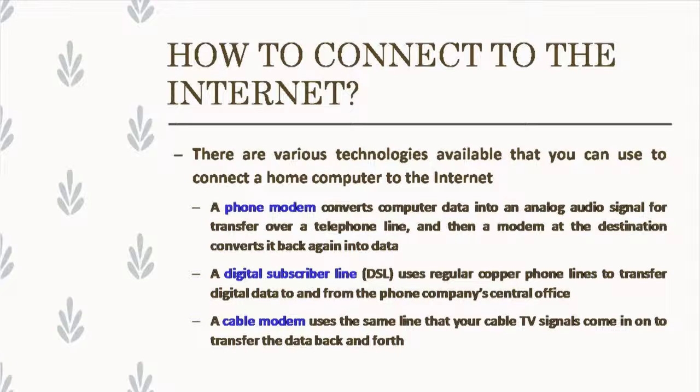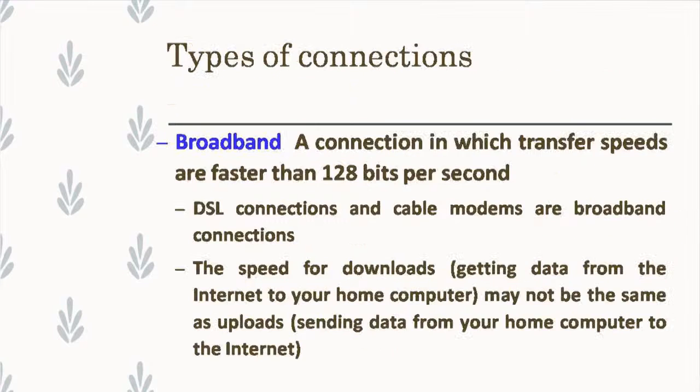A digital subscriber line uses regular copper phone lines in order to transfer this digital data to and from one phone company's central office. Broadband basically gives a connection in which transfer speeds are faster than 128 bits per second. So digital subscriber line connections and cable modems are broadband connections.